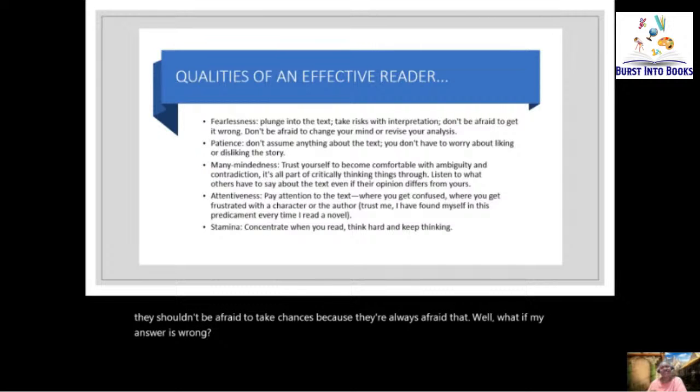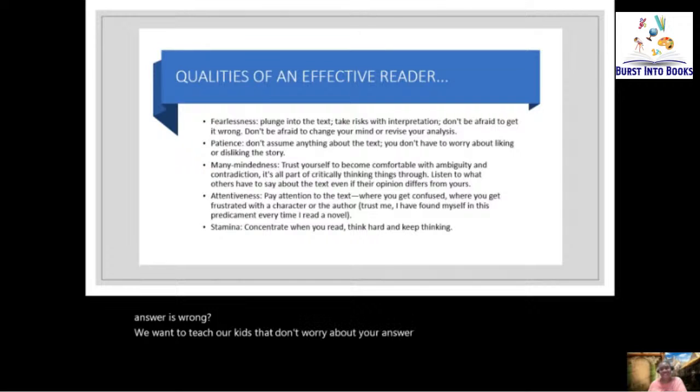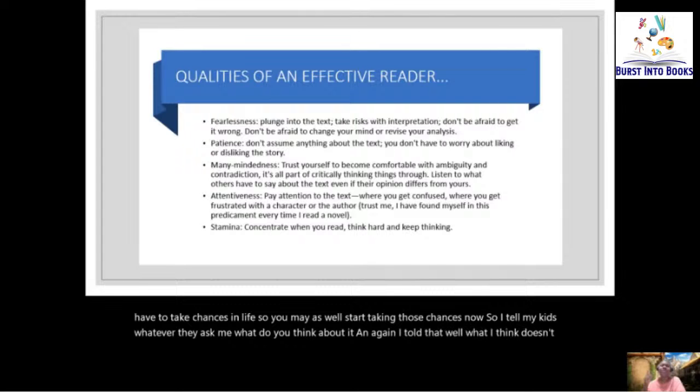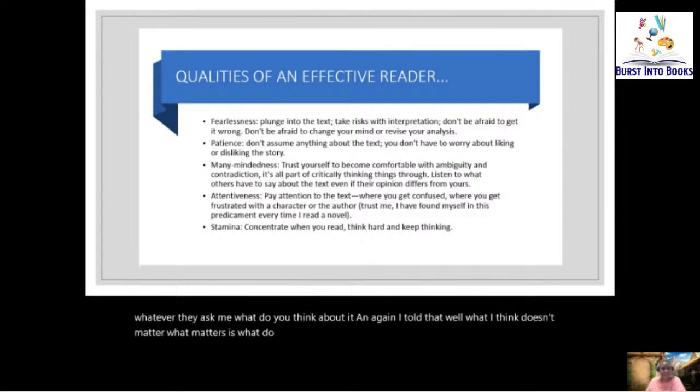They shouldn't be afraid to take chances, because they're always afraid that, well, what if my answer is wrong? We want to teach our kids, don't worry about your answer being wrong. Take chances. We all have to take chances in life. So you may as well start taking those chances now. So, whatever they ask me, I tell my kids, what I think doesn't matter. What matters is, what do you think about it?